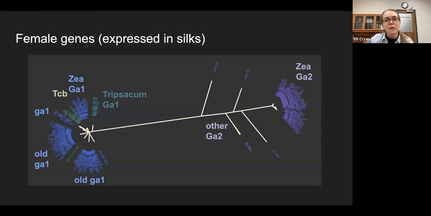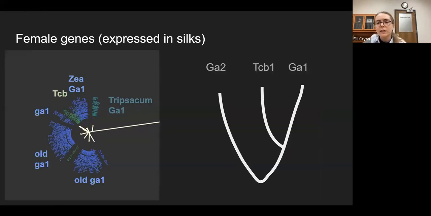So we can see that all of these GA2s group together on this branch, far away from the GA1 and TCB1. We see that we have a Tripsacum GA1 that seems to be equally related to the GA1 and TCB1 and maize. And also unexpectedly, we see these very old inactive branches of GA1. So that was surprising. And we did also think about what this meant for our larger gene tree.